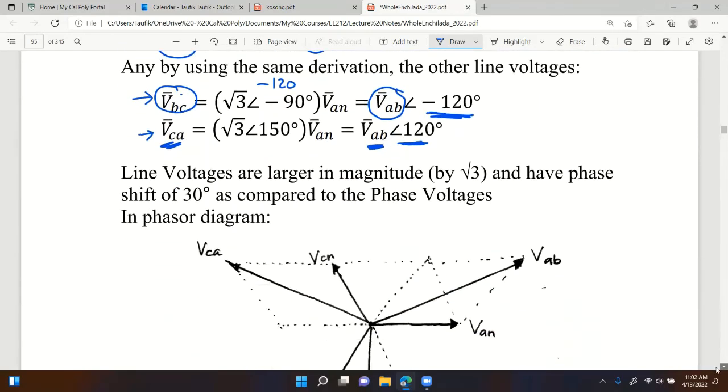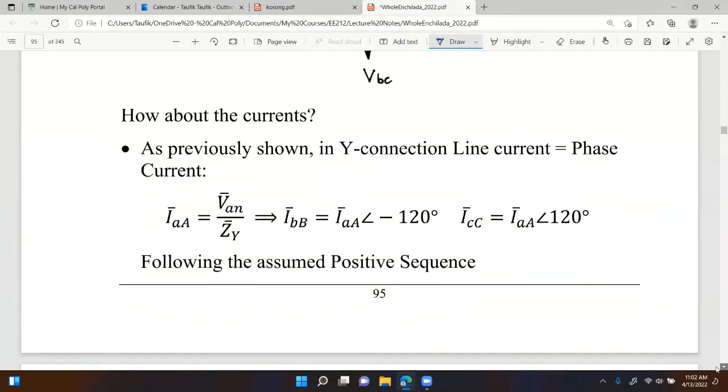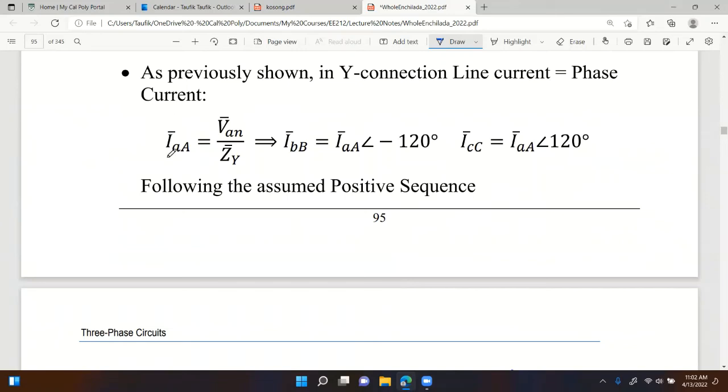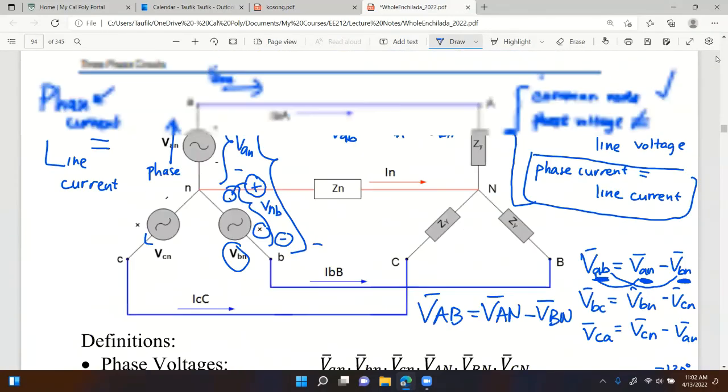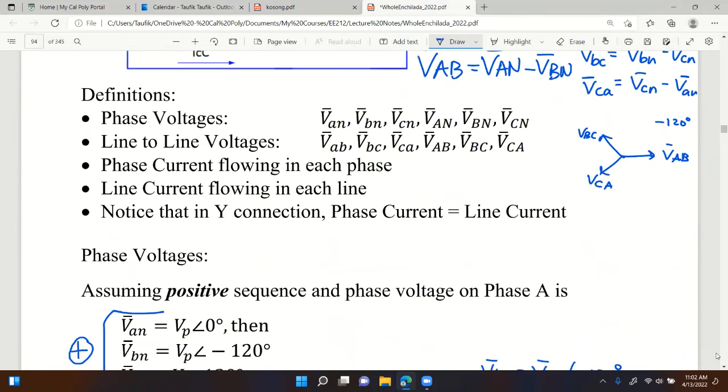All right, almost done. That's just the phasor diagram, which shows you that line voltage is bigger. And the current, same thing. IA line current is equal to phase voltage divided by the impedance, as you can see from here. See this VAN right there? That appears across here as well, because there's nothing in between. There's nothing in the line. So the same phase voltage appears across the load. And so by Ohm's law, the phase current, which is equal to line current in Y connection, is equal to VAN divided by ZY, right there.